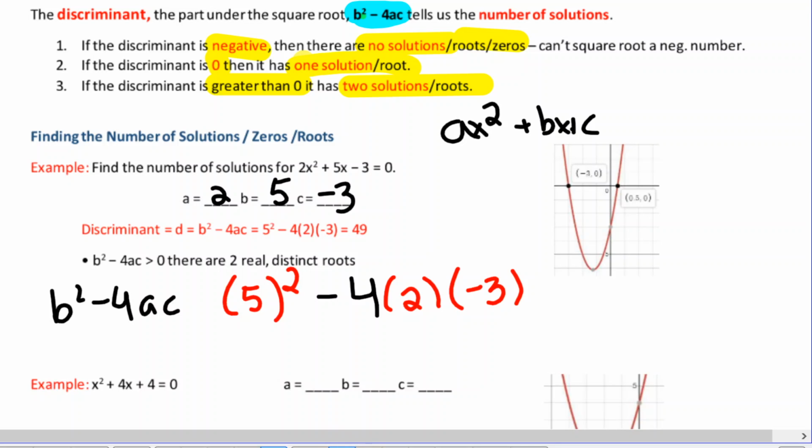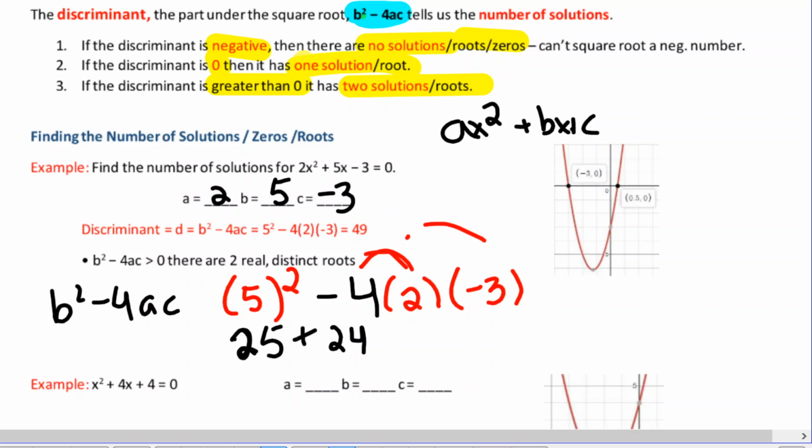So I'm going to work on this in two parts, kind of. I'm going to do the 5 squared, so I get 25. And then I'm going to multiply these last three things together. I'm going to treat this like a negative 4. So negative 4 times positive 2 is negative 8. And then negative 8 times negative 3 is going to be positive 24.